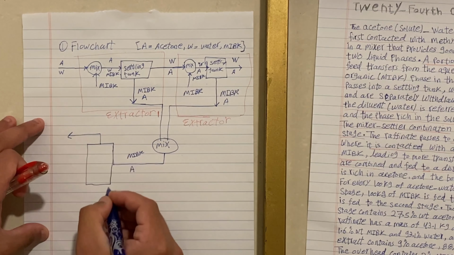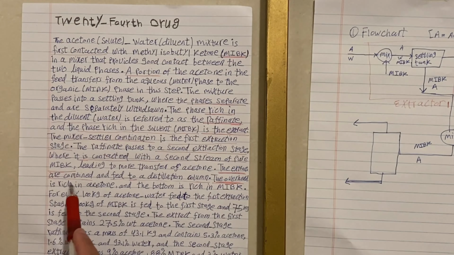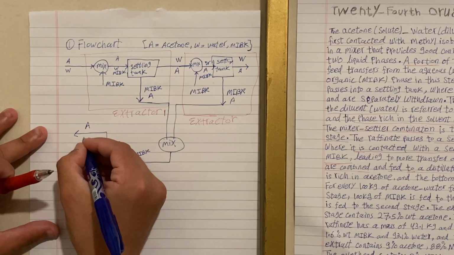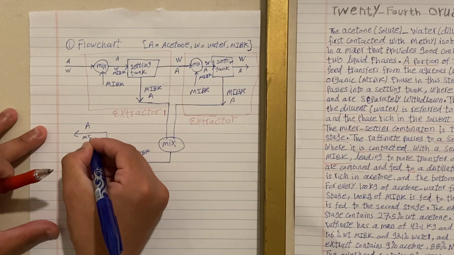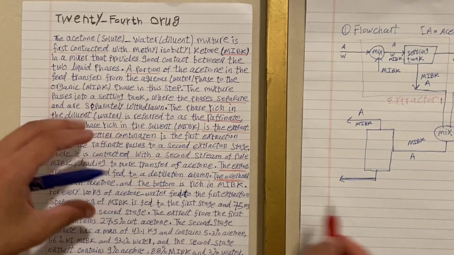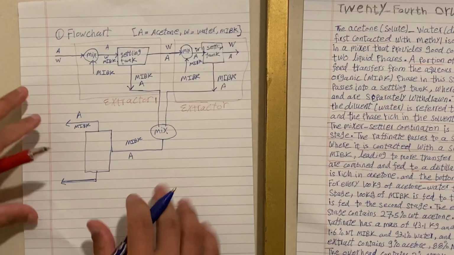It will be separated into two streams. The overhead, which is this one, is rich in acetone. It has a very high amount of acetone, and we have also MIBK, but it will not be as high as the acetone. Continuing, and the bottom, this one, is rich in MIBK. The majority is MIBK.